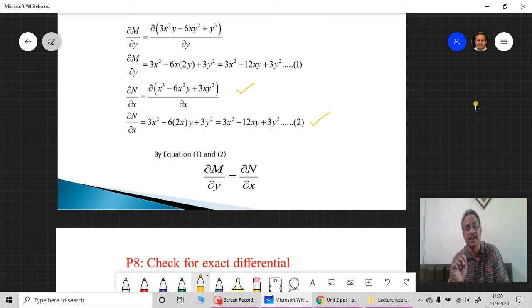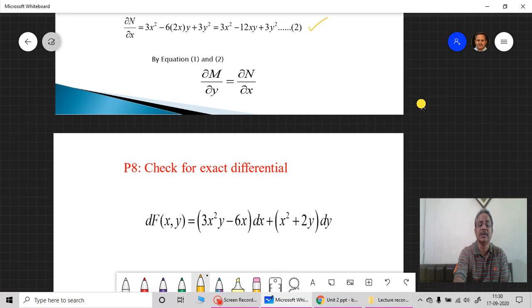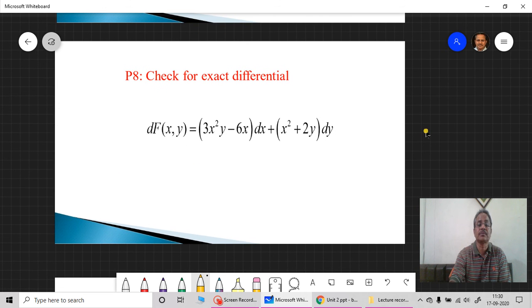In this case, the given df is an exact differential, and whenever an exact differential is there, that given function f can be computed using this integration method. Actually we are not doing it here, but try to understand. Another example: df of x, y is equal to (3x square y minus 6x) dx plus (x square plus twice y) dy. Here this is nothing but M and this is nothing but N.